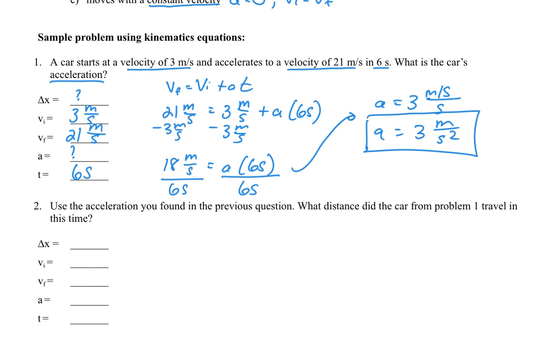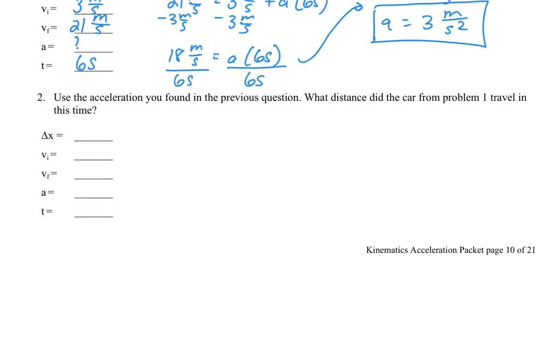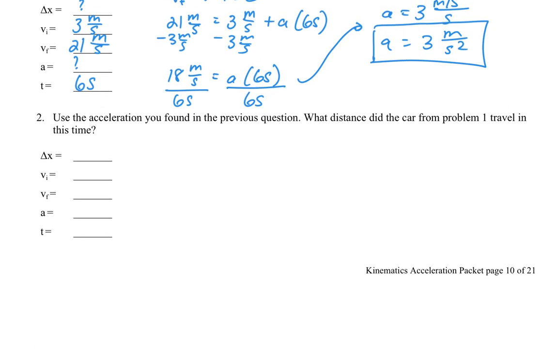So let's take a look at this next problem. It says, use the acceleration you found in the previous question. What distance did the car from problem 1 travel in this time? So, distance did the car travel? I know I'm trying to find delta x. That must be my question mark. I still know some other things about the problem. I still started with 3 meters per second of velocity. I still ended with 21 meters per second of velocity. I know my acceleration now because we found that in the last problem, and I'm still using the same time.